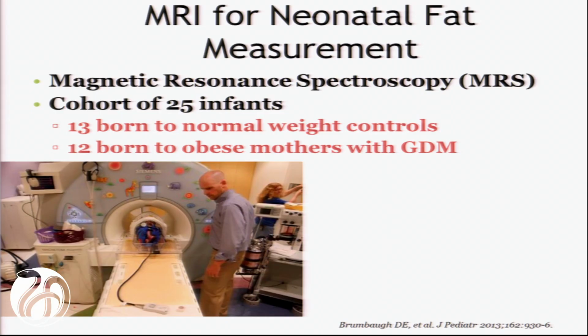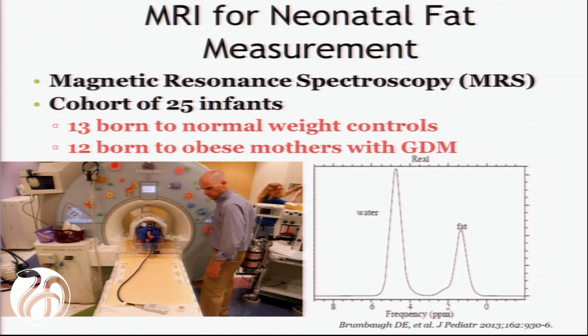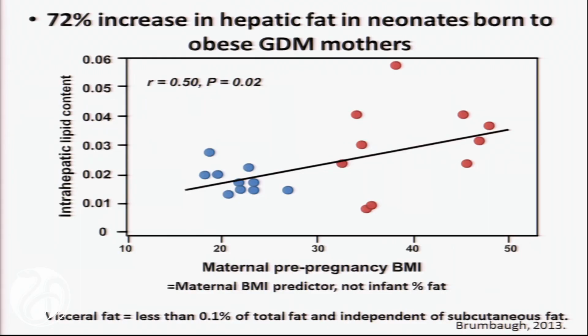And this is Dave Brumbaugh's work, where he took 13 infants born to normal weight and 12 born to obese mothers. And in this MRI, what you can do is look within the liver at the ratio of water to fat, and estimate how much fat is in its liver. And this was published last year in Pediatrics, and it was really, to me, sort of the surprising thing about where things are in terms of fetal life. Hepatic lipids in these babies born to obese GDM mothers is higher, about 72%.